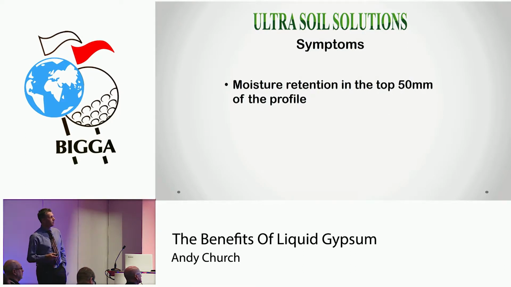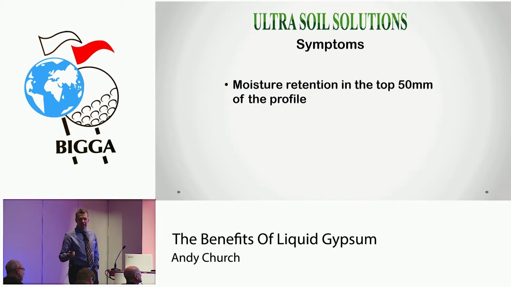So, the symptoms. Most of the people that phone us and ask us to go along and have a look, moisture retention in the top 50 mil of the profile. Again, that compacted layer just inhibiting the moisture going through deeper down into the profile. So we'll be typically putting moisture meters into greens, and we'll be seeing sort of 20–25% moisture in the top 50 mil, break through that 50 mil, and you're going down to sort of 5 to 10%. So that moisture being held up in the top 50 mil.